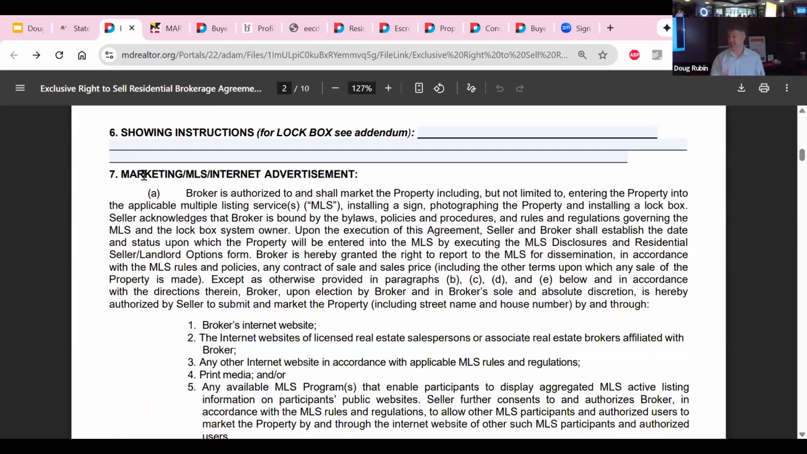Okay, showing instructions. This is just an opportunity to have the conversation with the client. Is this going to be vacant? Is it going to be marketed as go and show? Are there pets that need to be secured? Are there certain times of day that we need to block off as not being available? So this is where you would go into all of that, in addition to talking about what type of lockbox you'd like to use, that sort of thing.